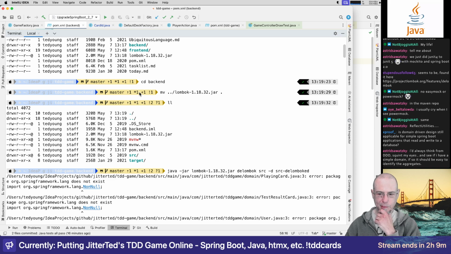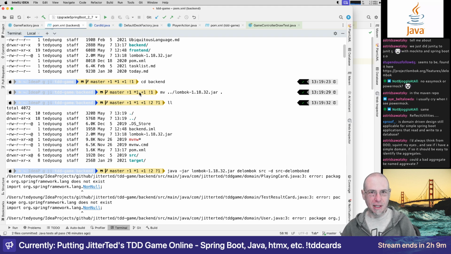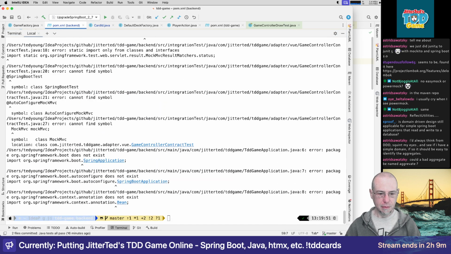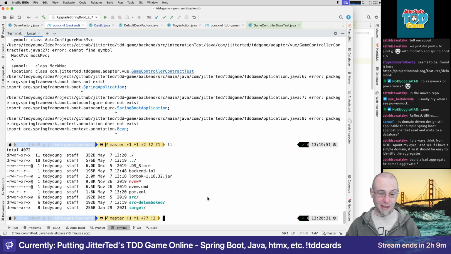I don't get it. Why do things not work? Why is it looking for stuff in the Spring framework? I don't understand that. Did it do anything? It did something.